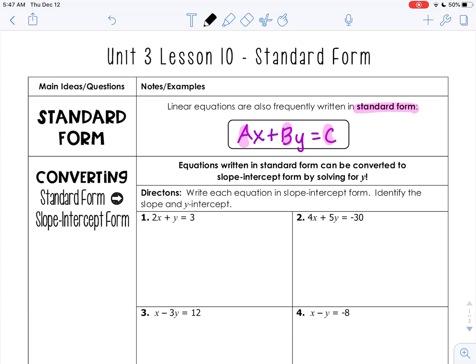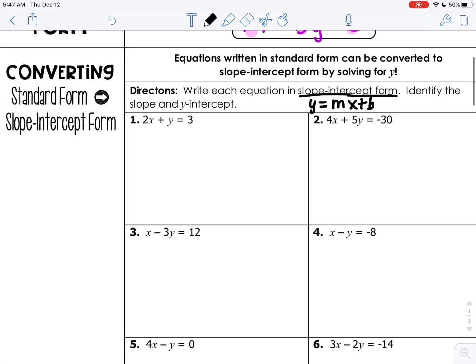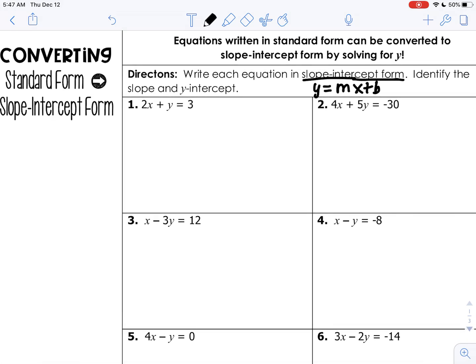And so in this one, we're going to write each equation in slope-intercept form. And then we're going to identify the slope and y-intercept. So slope-intercept form, remember, is y equals mx plus b. That's what slope-intercept form is. So we're trying to get it in that form. So that just means we're going to get y by itself. So I'm going to highlight the y here because I know I need to get that by itself. And I'm going to move the x term over. That's always the first step.